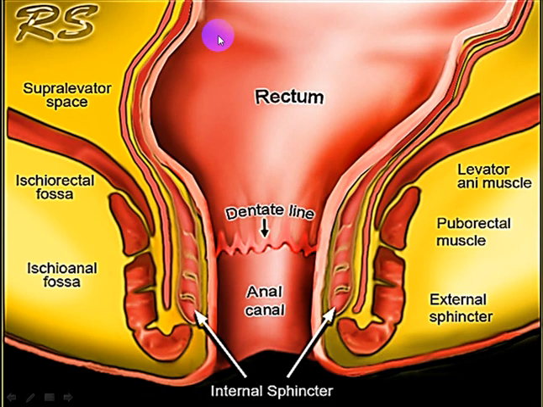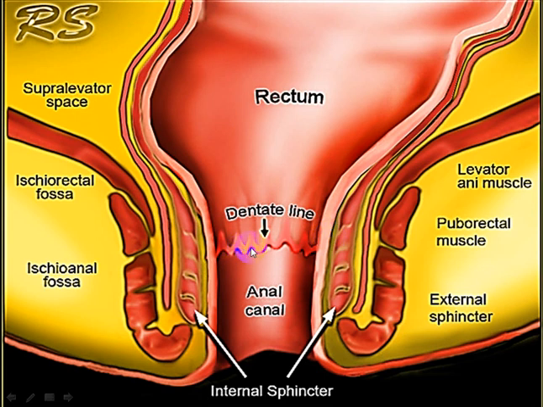This is a cross-section showing the rectum and anal canal. The anal canal is the continuation of the rectum. Embryologically, it is formed through the fusion of the ectodermal proctoderm with the hindgut endoderm at the site which is called the dentate line or pectinate line.